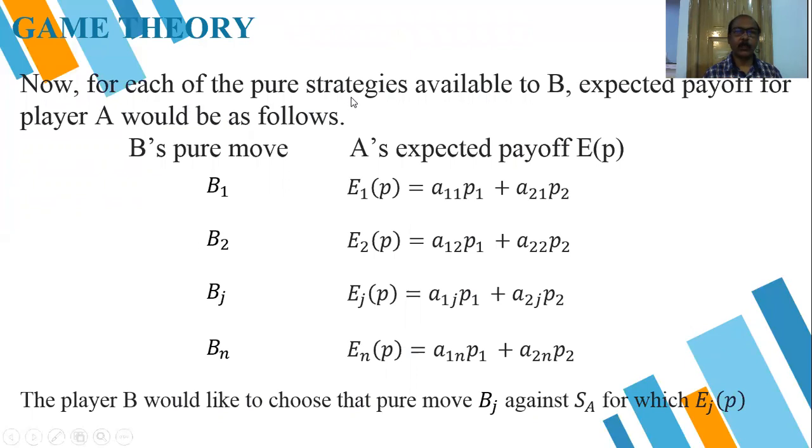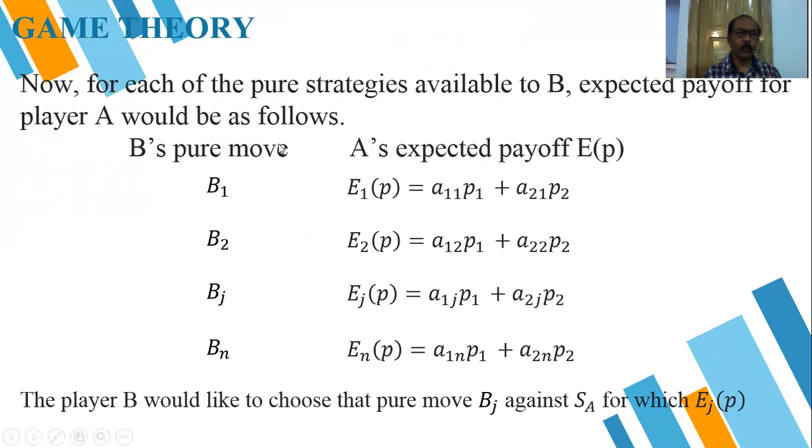Now for each of the pure strategies available to B, the expected payoff for player A would be as follows. When B selects strategy B1, what would be the expected gain of A? When B selects B2, what would be the expected gain of A? Like that, up to Bn. When player B selects the course of action Bn, what would be the expected gain of A? We can write it this way.